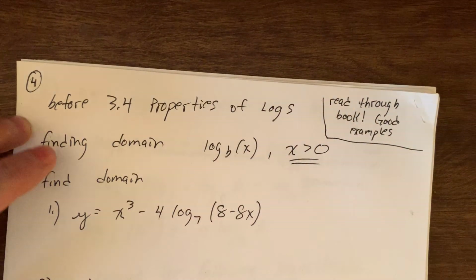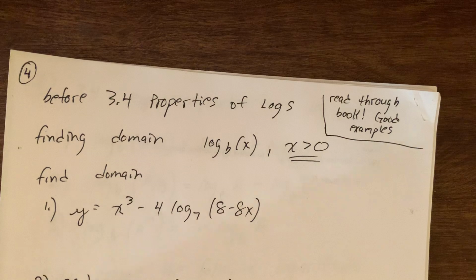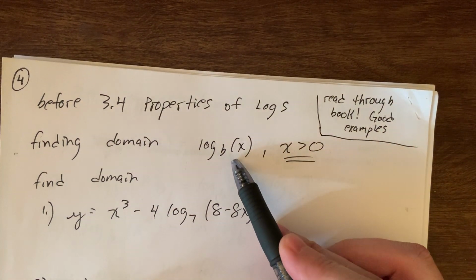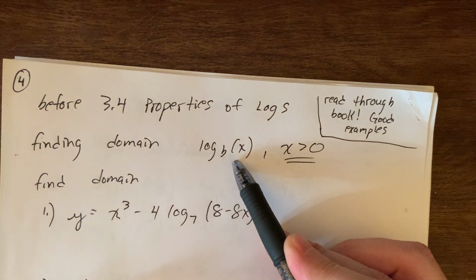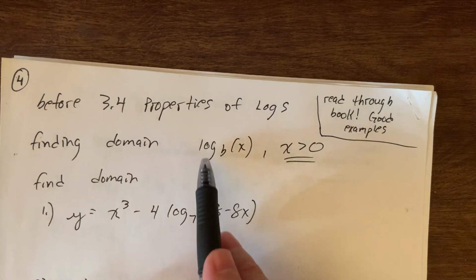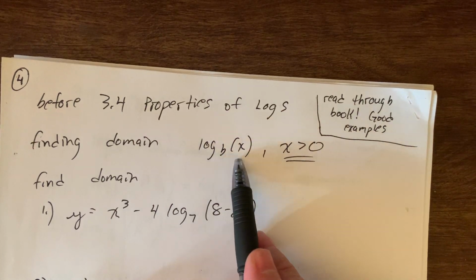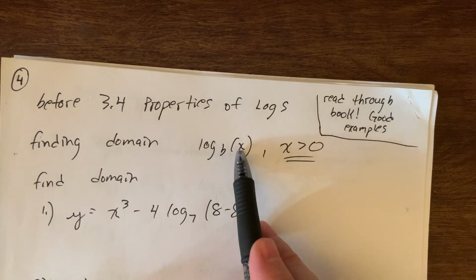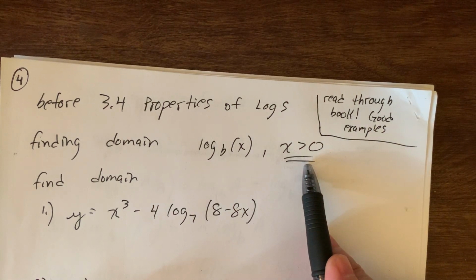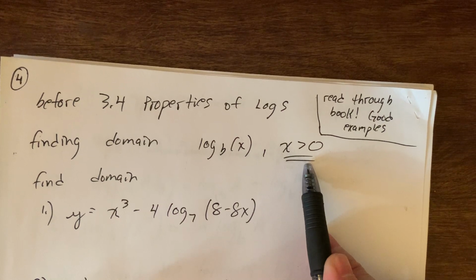But now, domain of our log functions. When I looked at our basic log graph, we talked about the domain was 0 to infinity, but not including 0 because we had the vertical asymptote there. So generically, for a plain log base b of x function, the x, the argument inside the log, has to be greater than 0. This is our last trouble thing to consider when it comes to finding domain.